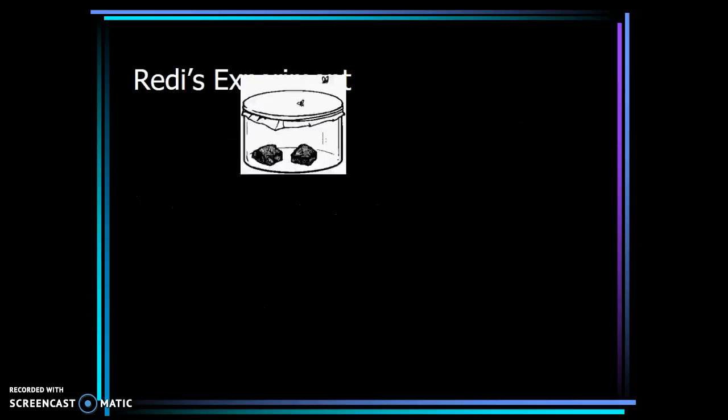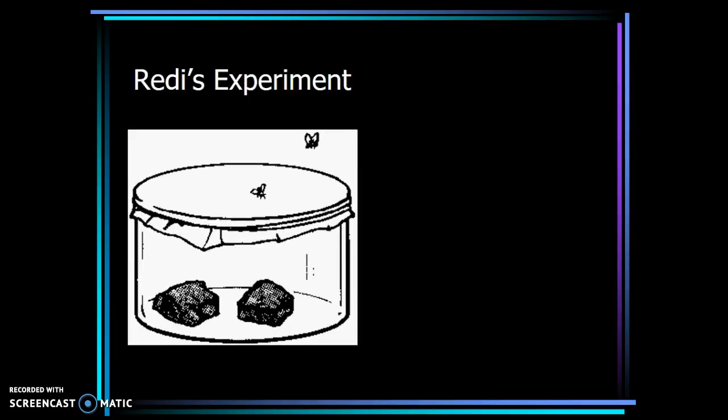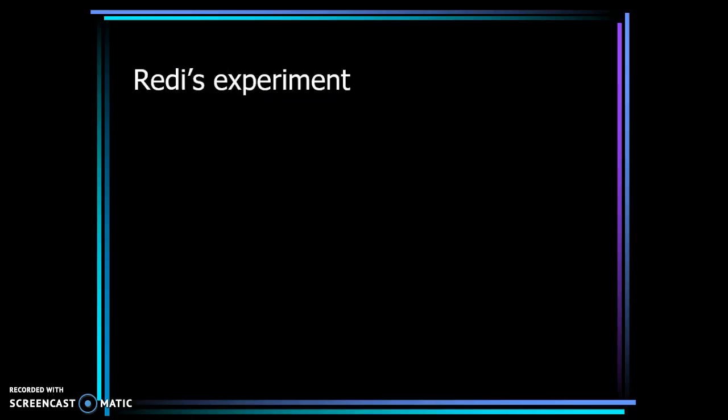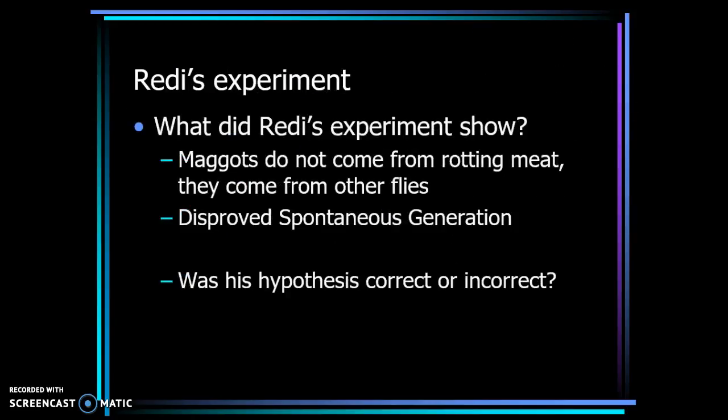So Redi created his third jar, which was sealed completely, and not a single maggot developed. Okay, the flies could not smell the meat, and not a single maggot developed. So he disproved spontaneous generation and ultimately proved the life cycle of the fly. Now, there were still critics out there who said, I still believe microscopic life can come from something non-living.